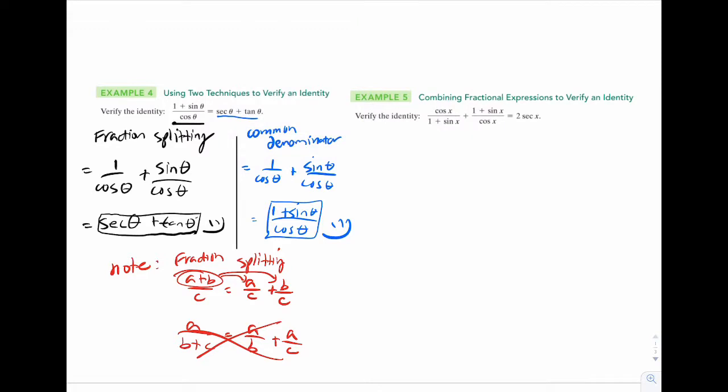Last example. So it says verify the identity. So this is going to use a bunch of techniques. We should clearly pick the left side. Let's drop our nice equal sign. So we have to do our common denominator. So notice how a little more complex. This left one needs a cosine over cosine. The right one needs 1 plus sine over 1 plus sine.